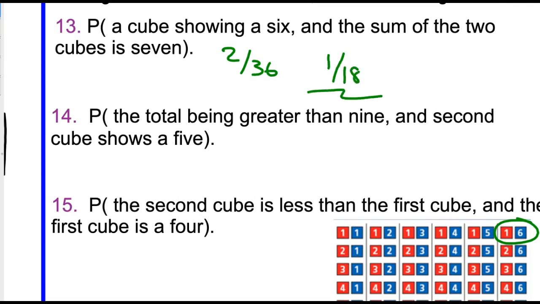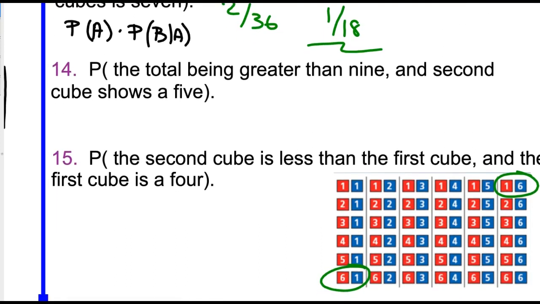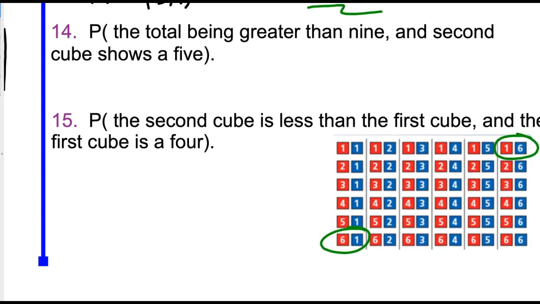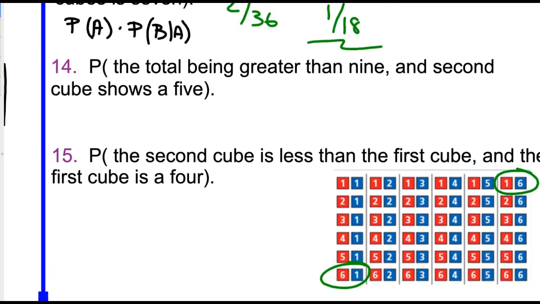I have the sample space right in front of me. If I calculated that, I would have to calculate a conditional probability because they would be dependent. So I'd do probability of A times probability of B given A happened. And I feel like we've done a bunch of those so far, so I'm just going to show you the easier way when you have the sample space right in front of you. And it's fine to do that. Say, oh, look, there they are. That's the probability of a number cube showing a 6, and the sum is equal to 7.